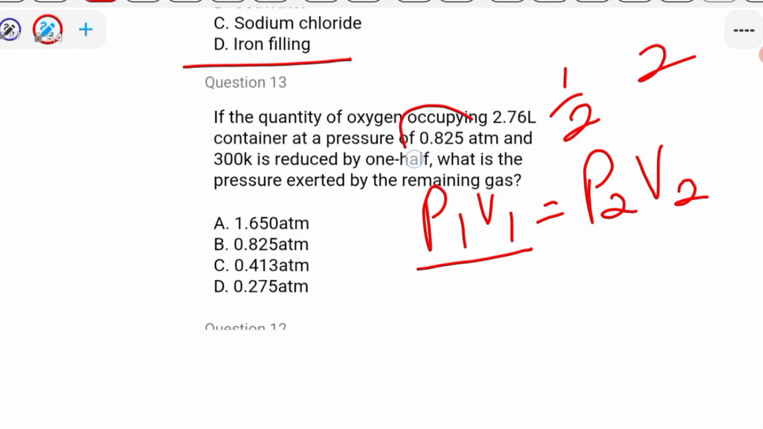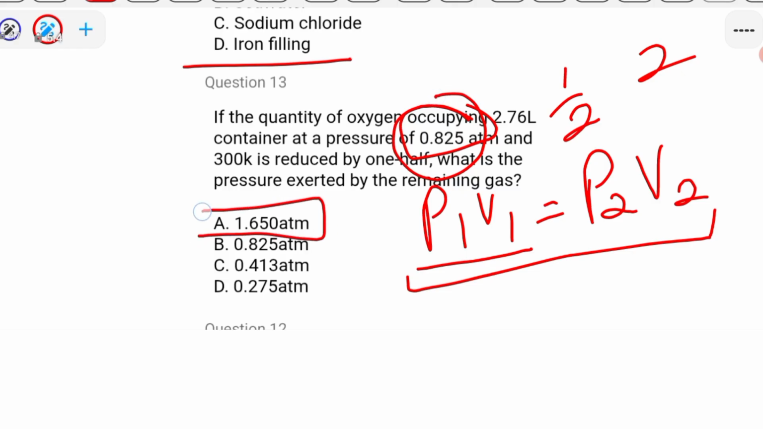So I'm going to multiply 0.825 times 2. That will give me the answer straight up, instead of doing P1V1, which will give me the same answer but will be longer. So let's check. 0.825 times 2 will give me 1.65. So this is the answer here.